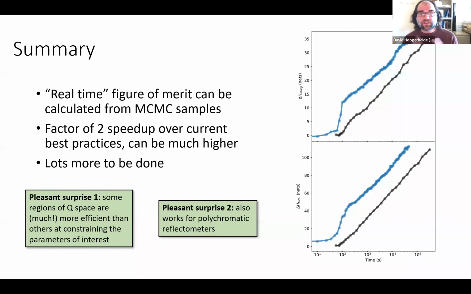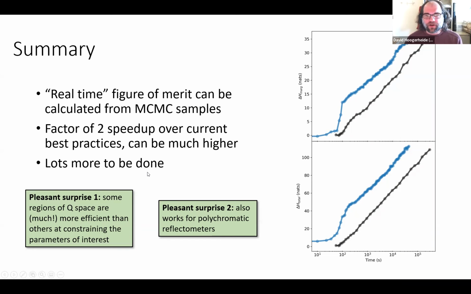And that's basically it. So just to summarize, what I've demonstrated here with these simulated data is that you can calculate this real-time figure of merit from this Bayesian inference process, in this case, a Markov chain Monte Carlo sampling, that allows you to identify the next data point that, based on what you've done so far, you expect is going to give you the best information. It doesn't have to be perfect, it just has to be good. You get at least a factor of 2 speed up over current best practices, and it can be much higher than this, especially if you don't have a lot of institutional knowledge about your samples. There's a lot more to be done.